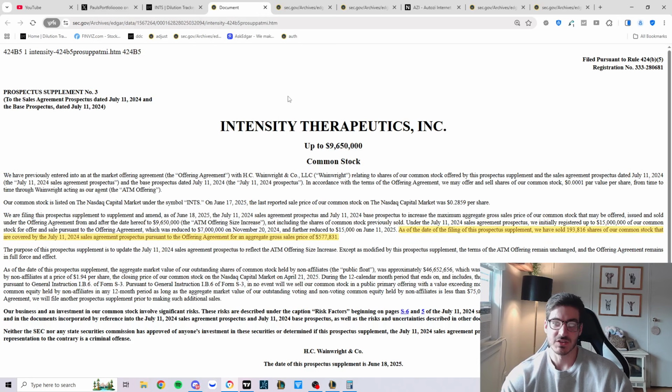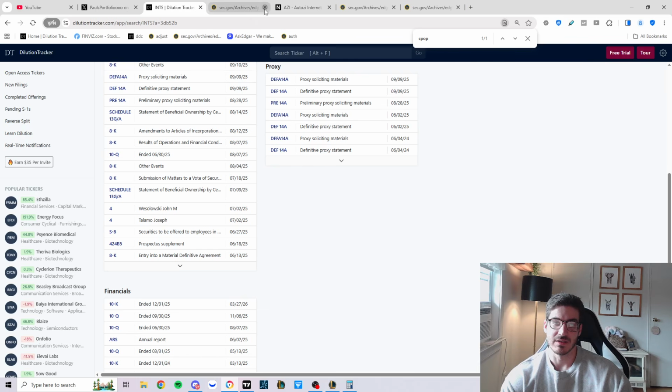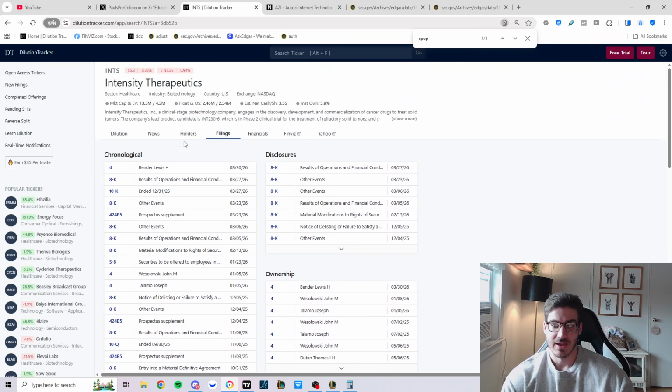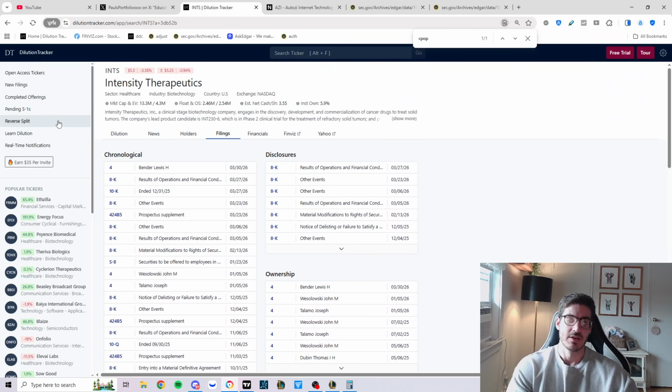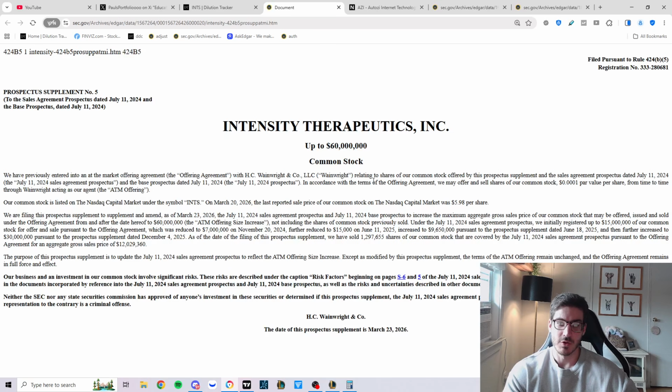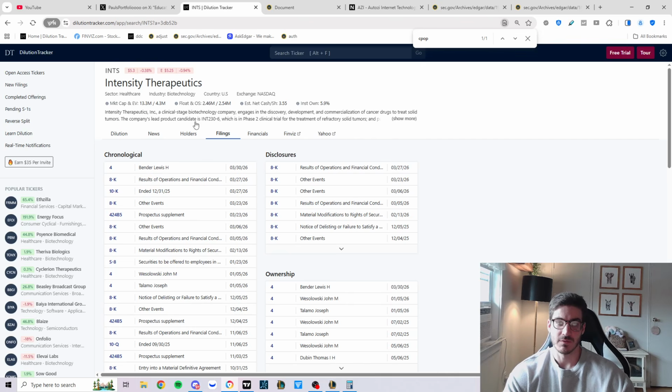So these are ways to be able to tell exactly what these filings mean, right? It's very easy to do. Remember, guys, there's a few things that are important. Prospectus, right? When you click, it tells you we have previously entered into a market offering agreement, right? ATM offering, right? Tells you what it's for.